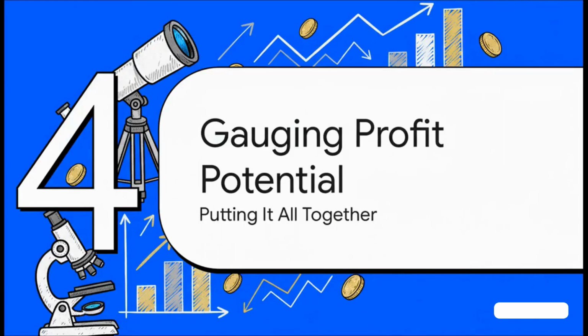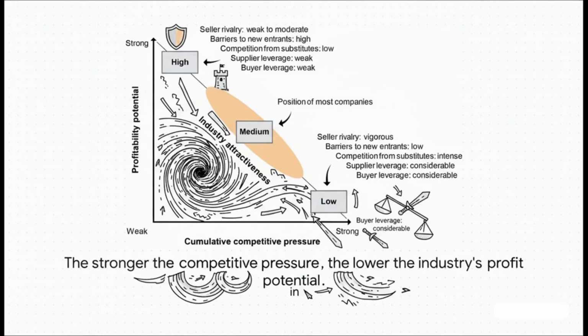Okay, so we've used our telescope and our microscope. We've done all this analysis. What's the point? What are we trying to figure out? Well, it all comes down to gauging your industry's potential for profit. And this is where it all comes together. Here's the crucial relationship you need to remember. The stronger the combined competitive pressure is from those 5 forces, the lower the industry's potential for profit. Simple as that. An industry where everyone is fighting, new players are flooding in, and customers have all the power, well, that's just not a very attractive place to be, is it?